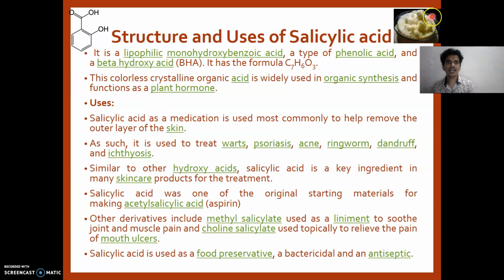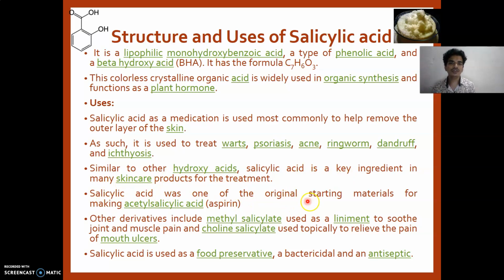Then there is the structure and uses of salicylic acid. This is salicylic acid. It is a lipophilic monohydroxybenzoic acid, a type of phenolic acid, and a colorless organic acid, widely used in organic synthesis and functioning as a plant hormone. It is used as a medication, most commonly to help remove the outer layer of the skin, such as in warts, psoriasis, acne, ringworm, dandruff, and ichthyosis. Similar to other hydroxy acids, it is a key ingredient of some skincare products for treatment.